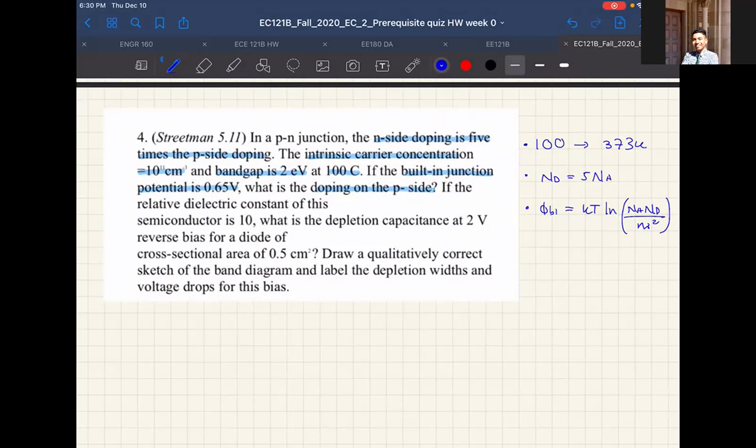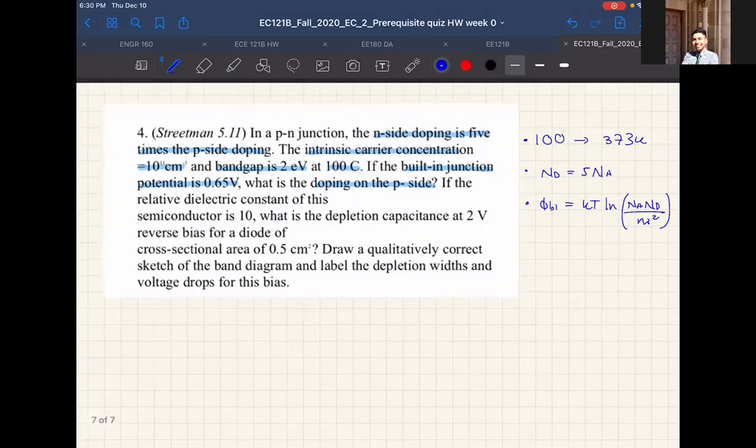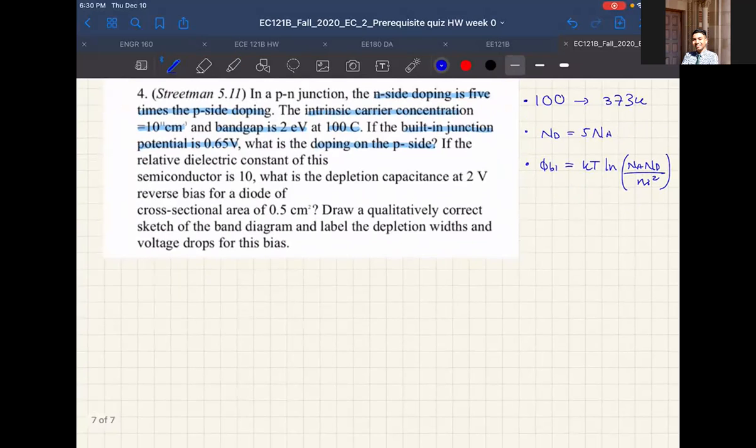So now we're getting somewhere because they ask you to find the doping on the p side, and you're given the built-in junction potential. You're given a relationship between the p side and n side doping, and you're given a temperature. So maybe we can use the function for built-in potential and solve for NA. Right? That seems like a good approach. So again, I'll ask you guys again.